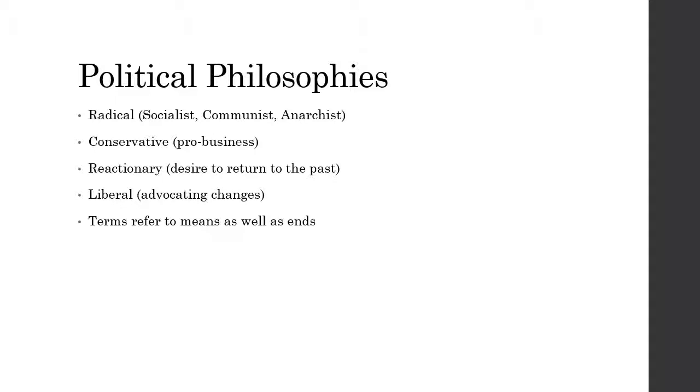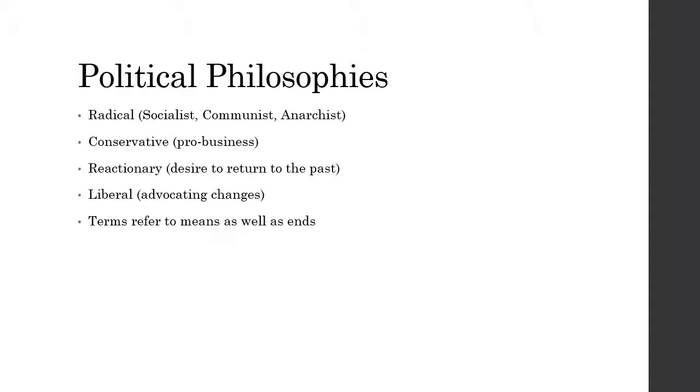Next, we have reactionaries. Reactionaries wanted to move society back into the past. Usually it's an idealized past. Oftentimes, these were mugwumps, who, if you remember from the previous lecture, were those who were part of the Republican Party but left it to join the Democratic Party. And progressive WASPs, or white Anglo-Saxon Protestants.